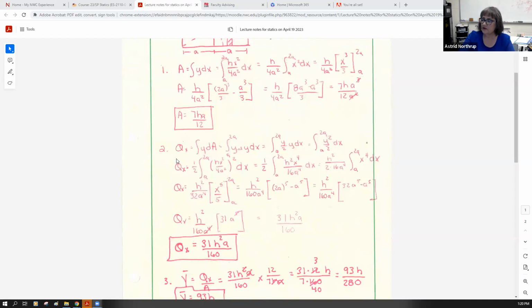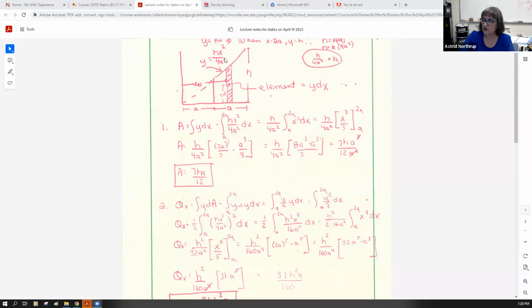The next thing I want to do is find Q sub x. Q sub x is defined as the integral of y-tilde, the element's centroid coordinate, times dA, which is y dx. What y-tilde means is the y coordinate of the centroid of this element. Because it's a rectangle, it's at y over 2. The area is just y dx. So I simplify that a little bit. My limits are still from a to 2a. I pull out the constant and put in the literal value of the k constant.